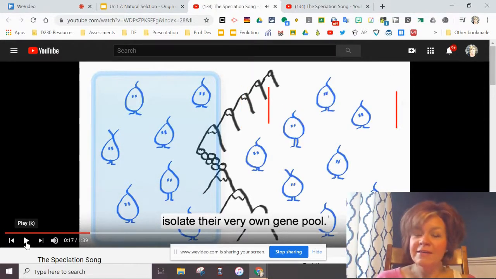Okay, so the first thing that has to happen is you need to start off with a group of organisms. Somehow they need to be separated from each other, okay? And that can occur in a lot of different ways, and I'm going to go through those in a few minutes. So if you look at this population, they end up being separated by a mountain range in between the two groups.